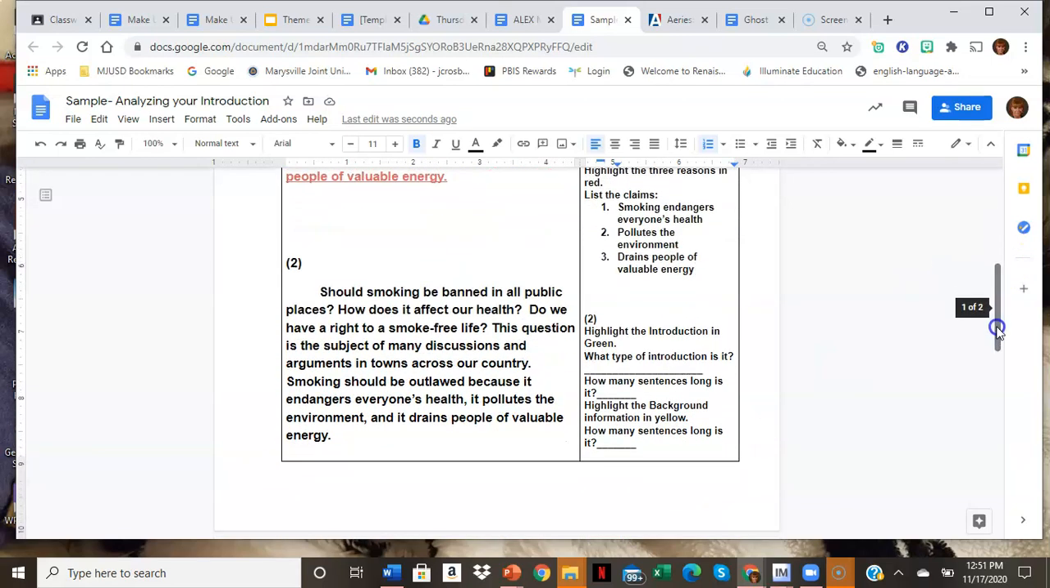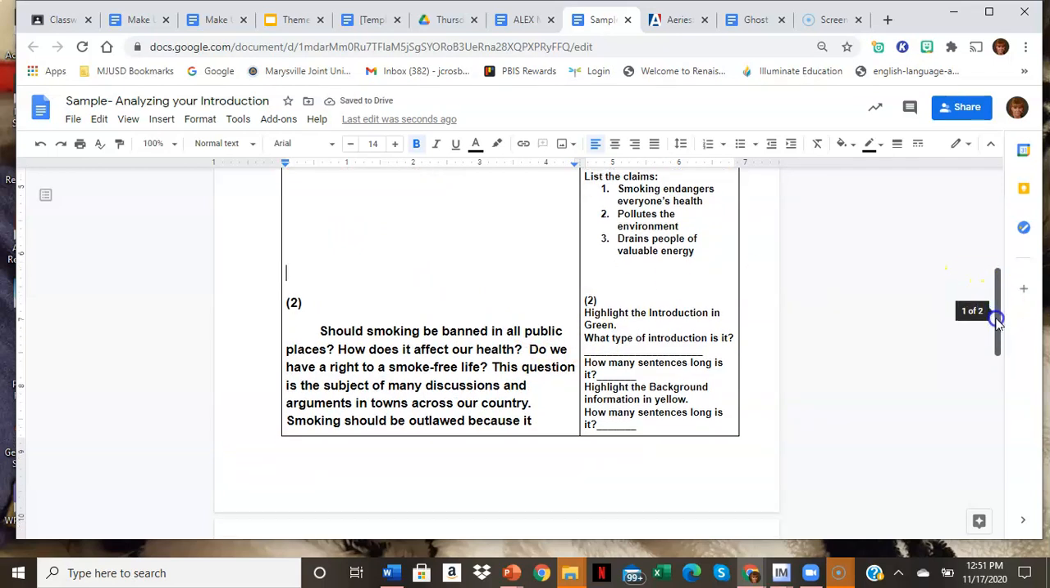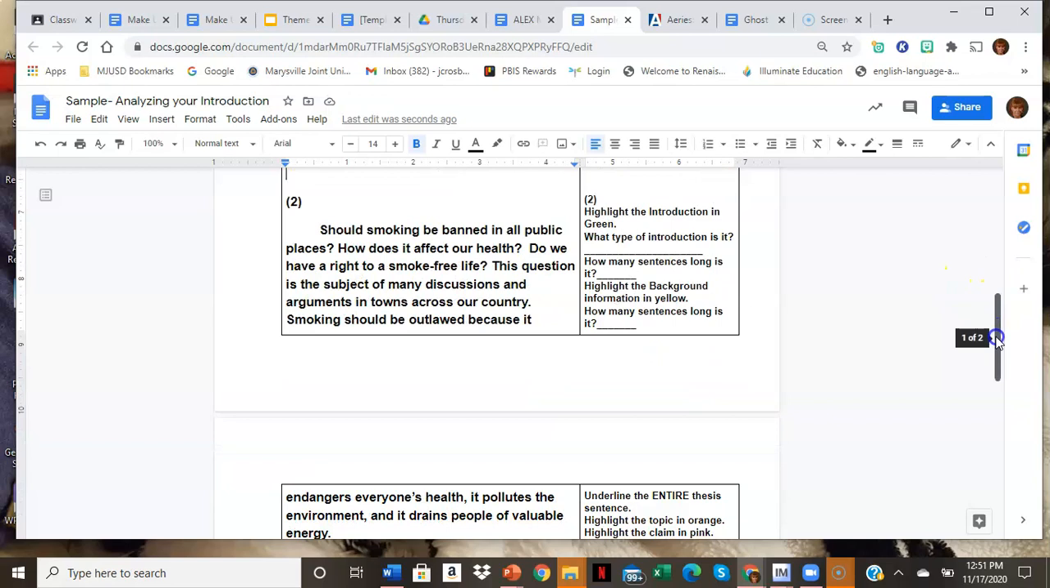Let's do the second one. Now you'll see that because I wrote over here, my second one is in an awkward place. So I might decide that I want to move this down just a little, so they all match up a little bit better. My second paragraph reads, should smoking be banned in all public places?